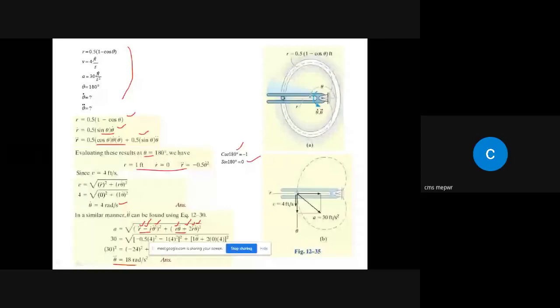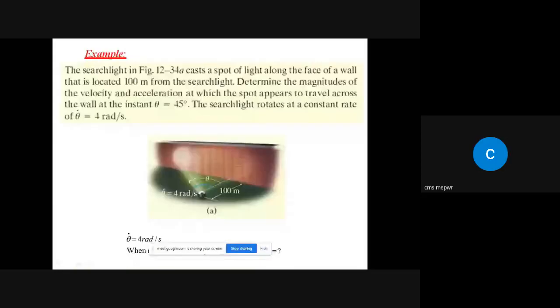So this is another example from your RC Hibbeler book. Kindly go through this example. It's already solved and it will be easy. You will be able to solve it. But if you feel any problem in it, let me know. We will discuss it in the coming class or at some other time.